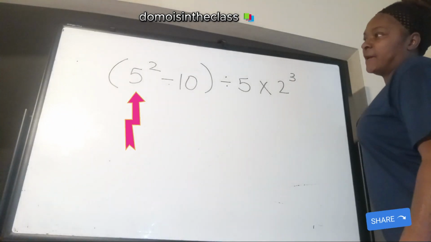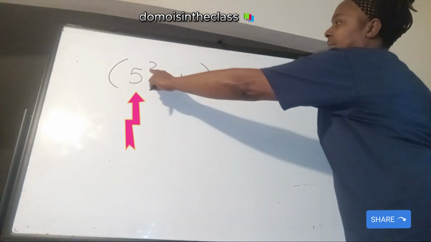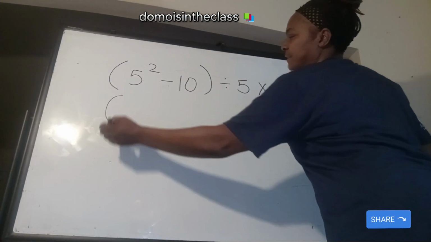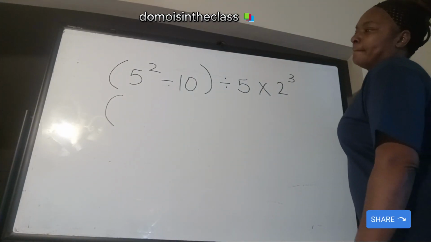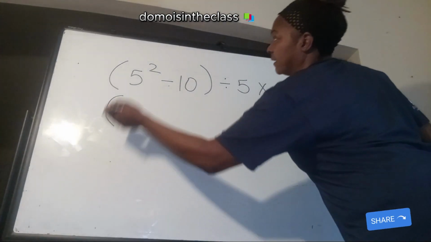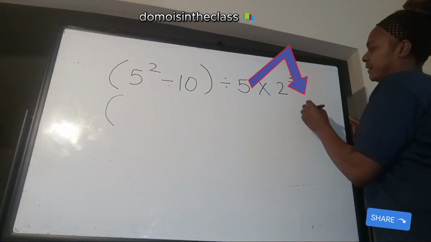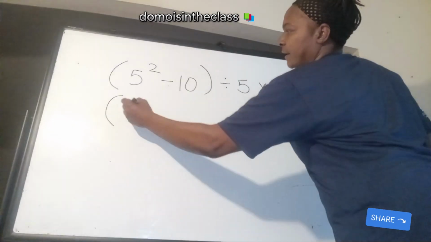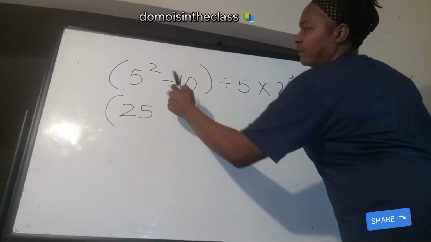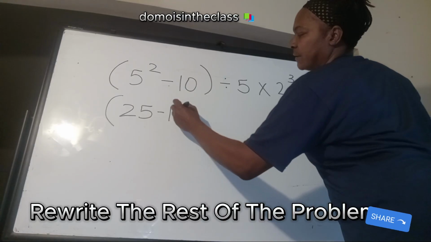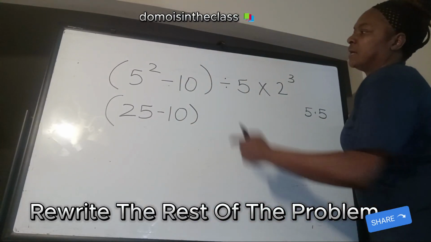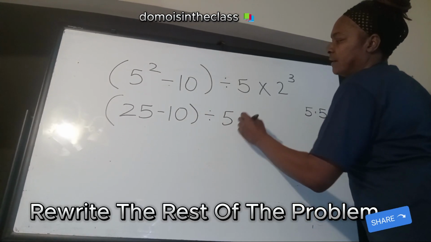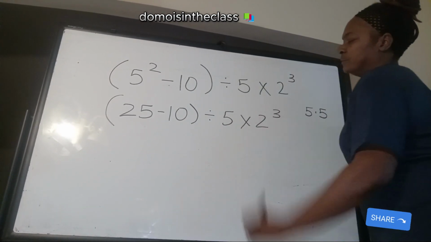The exponents. That's correct. We're going to do 5 squared. So the first thing we do is solve for that. So that's 5 times 5 is what? 5 times 5 was 25. Right, because 5 squared, I'm just going to write it over here, is 5 times 5. So we get 25. Then we rewrite what is already there, which is take away 10 and close parentheses. Then we rewrite the rest of the sentence, divided by 5 times 2 cubed.